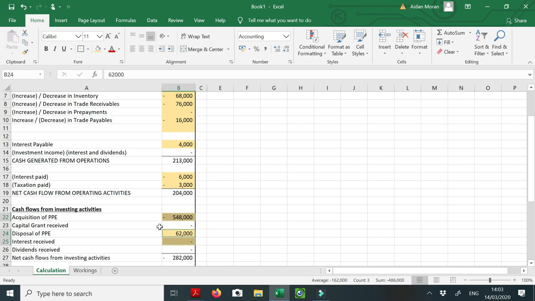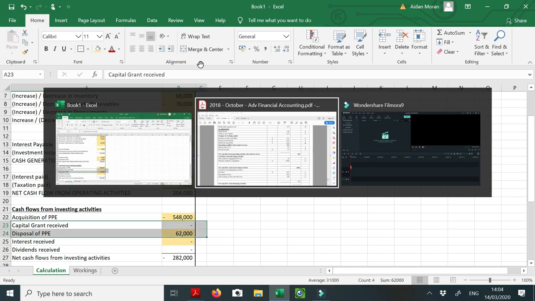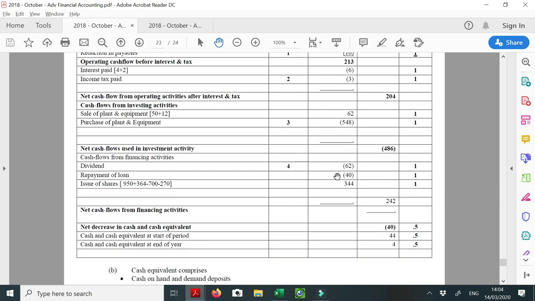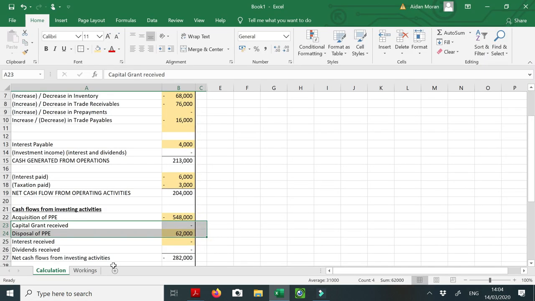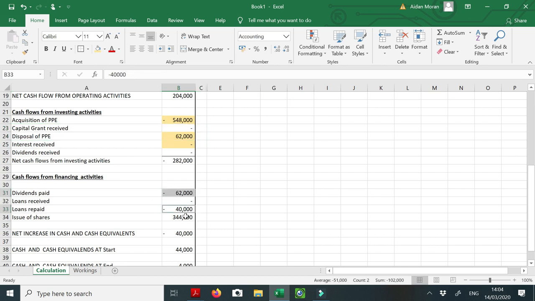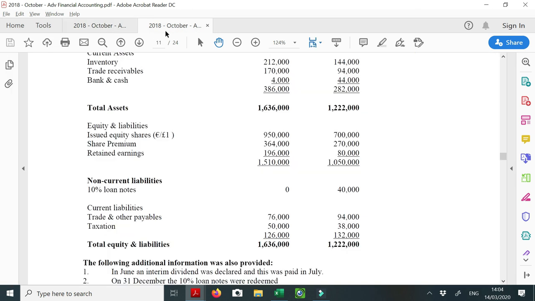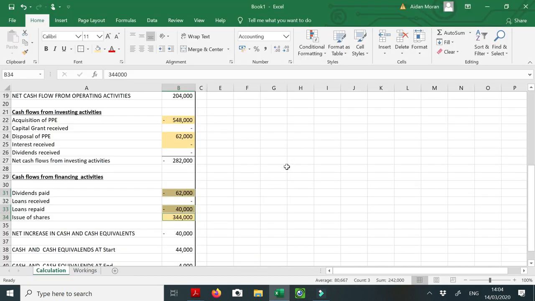Now, they're not putting in the areas that are blank. I just did it as a pro forma, just to keep it on its own. I have my dividends, 62. My repayment of a loan was 40, 62, 40, and my shares was 344. You can see there was 6. There's 4. There's a 1 mark for that. I just mark all the way around, no matter what you're doing.